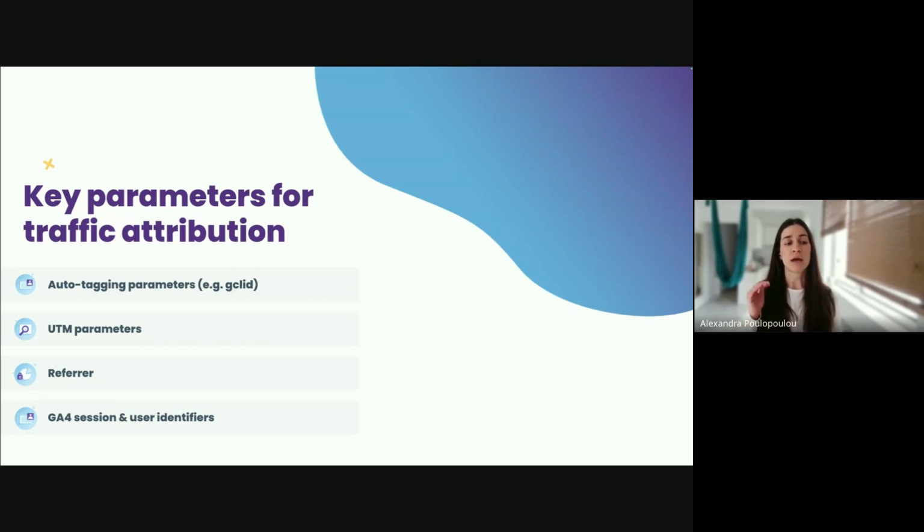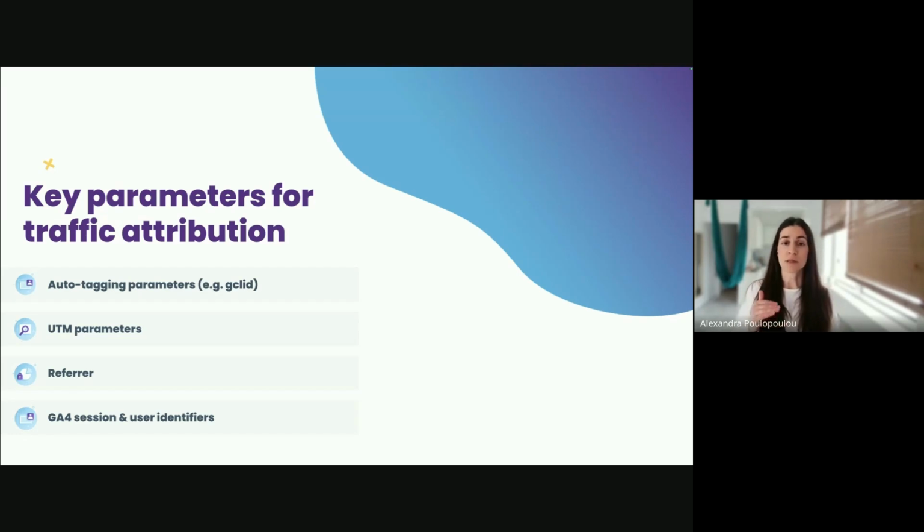First of all, it looks for auto-tagging parameters, for example GCLID, which stands for Google Ads Click ID. So if the landing page includes this GCLID value and the user, of course, accepts cookies, then GA4 will use this parameter to attribute the visit to the correct channel. If auto-tagging parameters are not there, then it goes and searches for UTM parameters. UTM parameters are manually added. We put them there, and we need to follow some rules. We will discuss this later on, but it is second in priority.